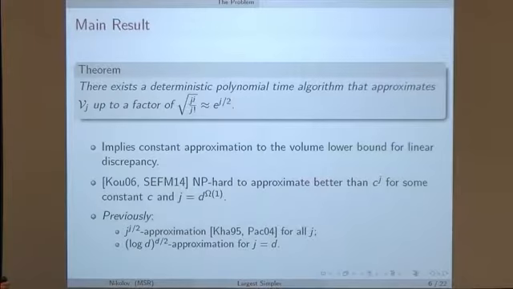Right? Sorry, it gives us a constant factor approximation to this volume lower bound for the linear discrepancy problem. It gives us a log approximation to the actual linear discrepancy problem. Also, this constant to the dimension approximation factor is optimal, in the sense that we know that the approximation cannot be better than exponential in the dimension.